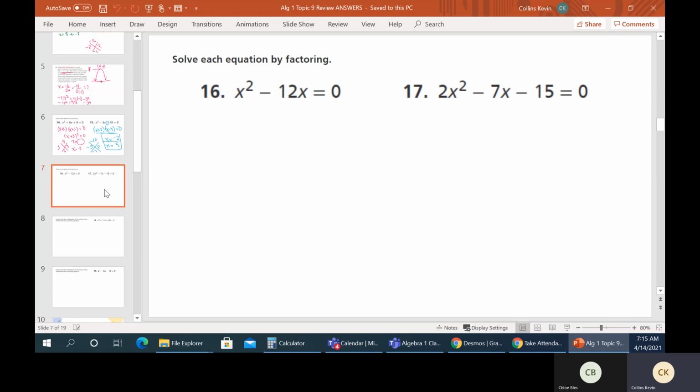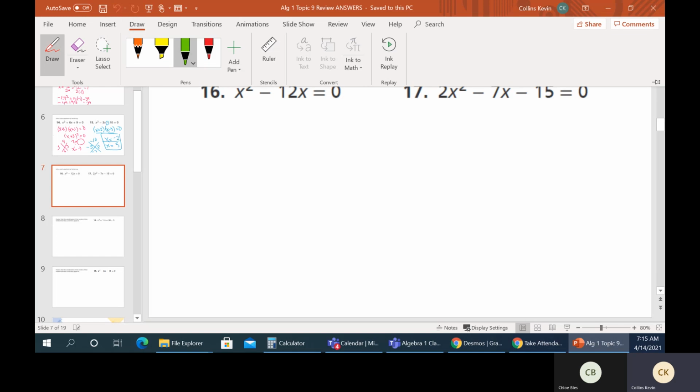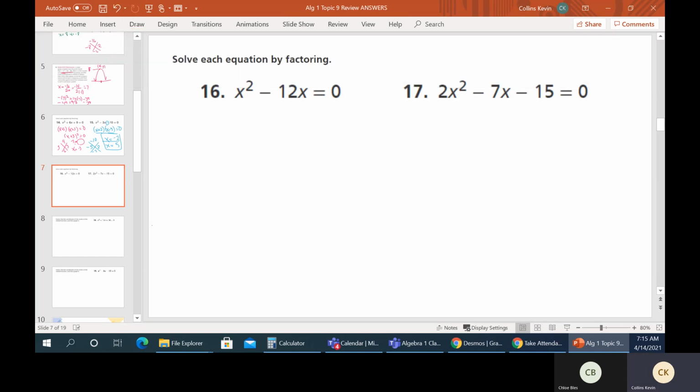So this one in particular, 16, notice we only have two terms. But the good thing is both terms have an x in them. There's an x squared and there's an x. So what we can do is we can always factor out the smallest of the x's. So if we factor out an x here, then we're going to have x squared divided by x is just x. And then minus 12x divided by x, the x is canceled, just leaves you the minus 12.